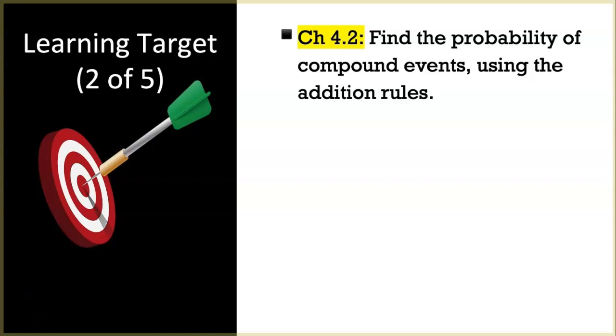In section 4.2, we still look at finding probability, but now we look at compound events using addition rules. So that'll be our focus, which more or less we did talk about addition rules kind of indirectly in the previous section, but now we more define those addition rules and talk about some different components that you want to look out for when we have compound events that apply to using the addition rules.